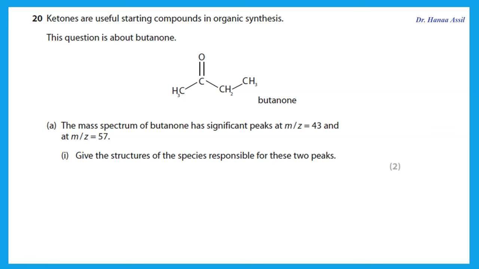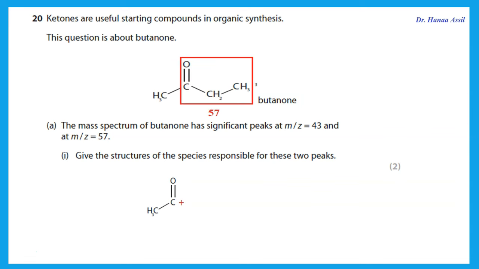Question 20 says, ketones are useful starting compounds in organic synthesis. The mass spectrum of butanone that was shown has significant peaks at m over z 43 and m over z 57. So this is the mass spectrum. Give the structures of the species responsible for these peaks. So we try to decide which fragments would give m over z 43. We find that that is the fragment, and remember, when we write fragments in the mass spec, they are positive ions. The other one, we want something that's 57, so that part is 57.